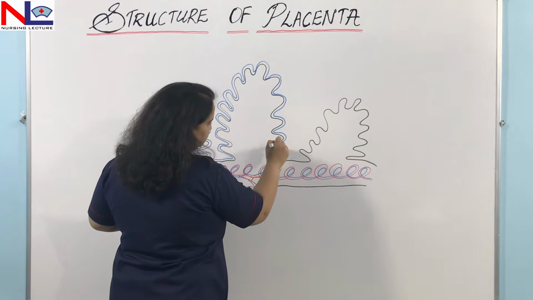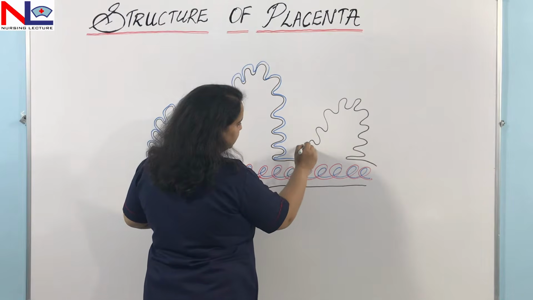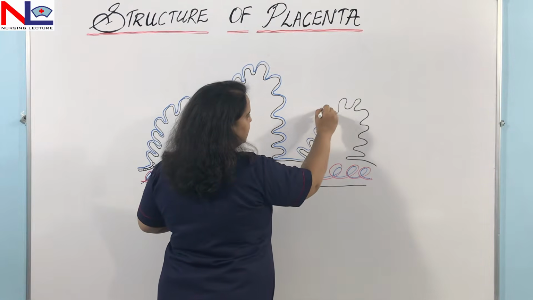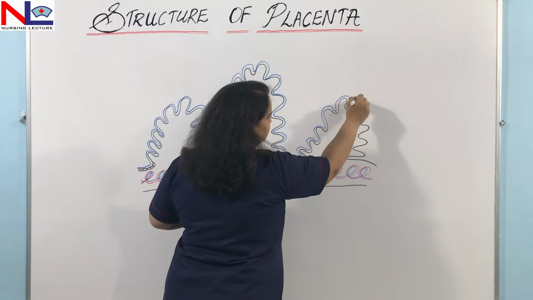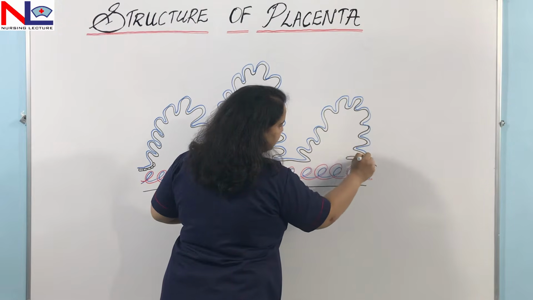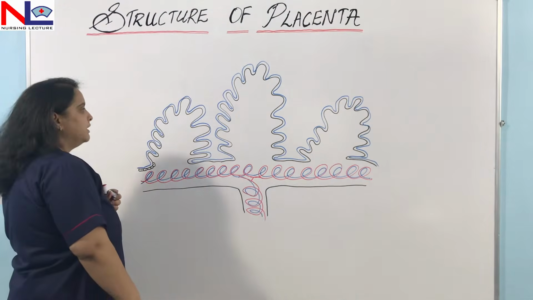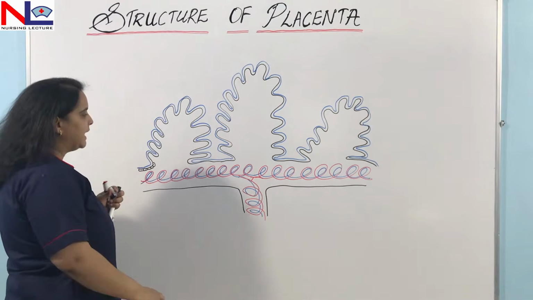So these syncytiotrophoblast layers are multinucleated because the cell nucleus and cytoplasm become mixed together. There are no exact cell boundaries in between the two. So here are the syncytiotrophoblasts, the outer lining of these villi.